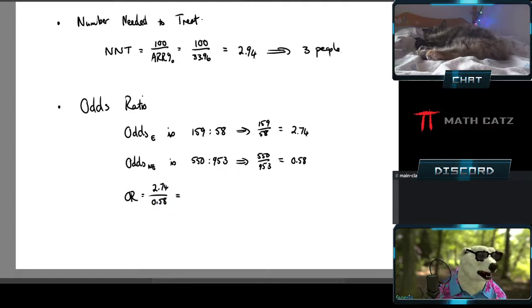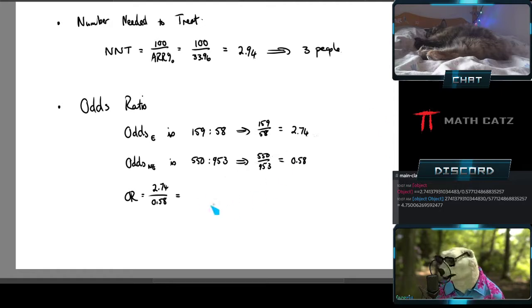And when I calculate it, I will use the accurate versions, which I have in my calculator. 7.4 divided by 0.2487. What do we get? I get 4.75.